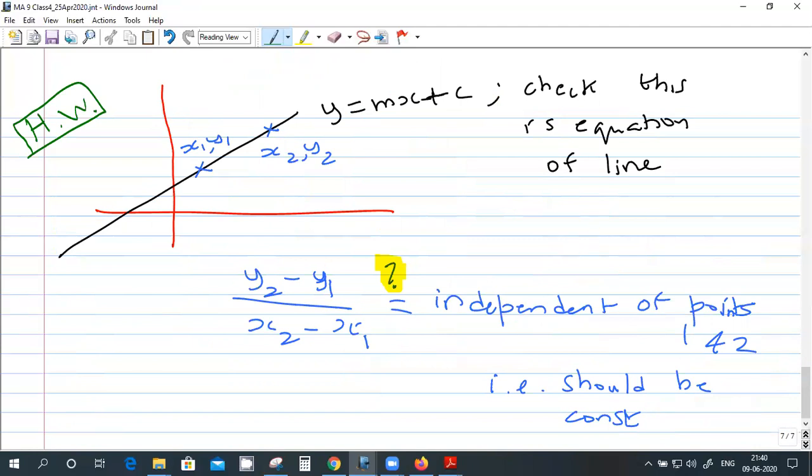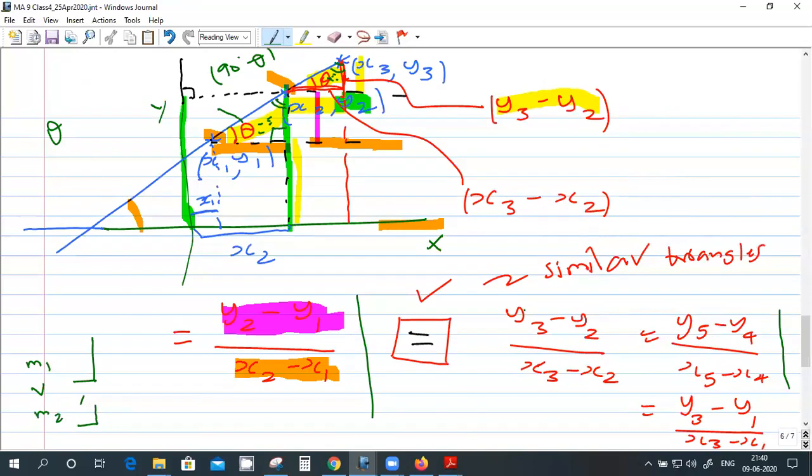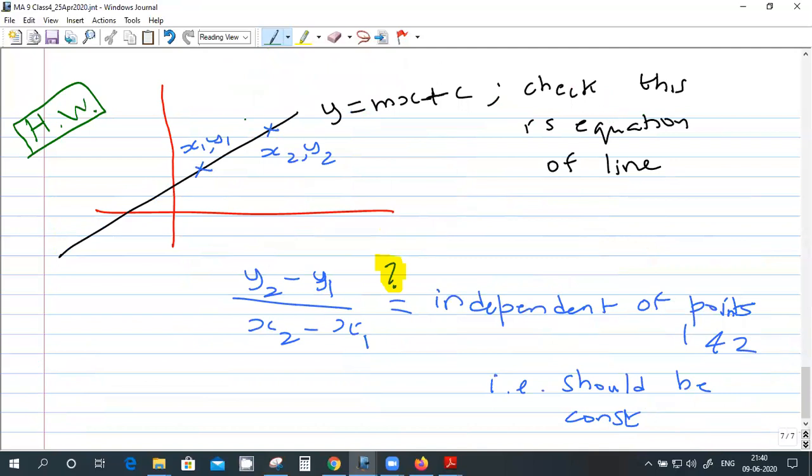So suppose I'm given a line like this. The equation of this thing is y equal to mx plus c. From this, can you check that this equation is an equation of a line? Y is equal to mx plus c. We have to check it's an equation of a line. And the property of the line is the slope is the same throughout, right? That is the property of the line. So y is equal to mx plus c.